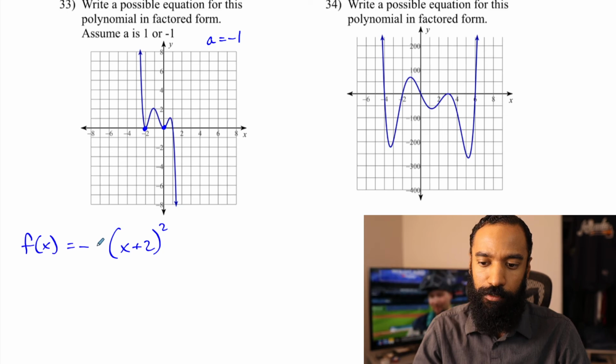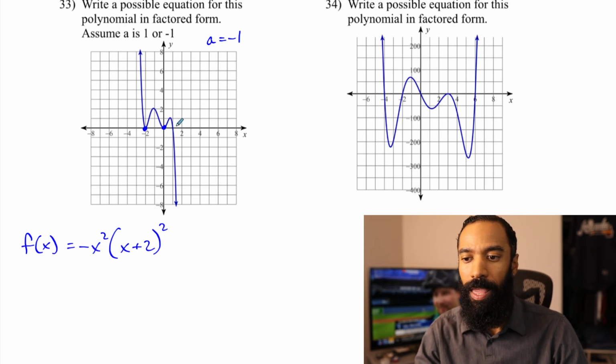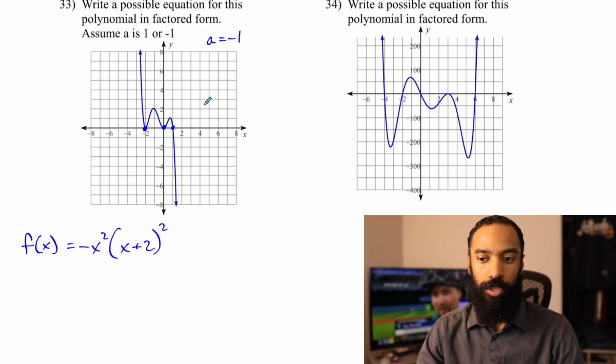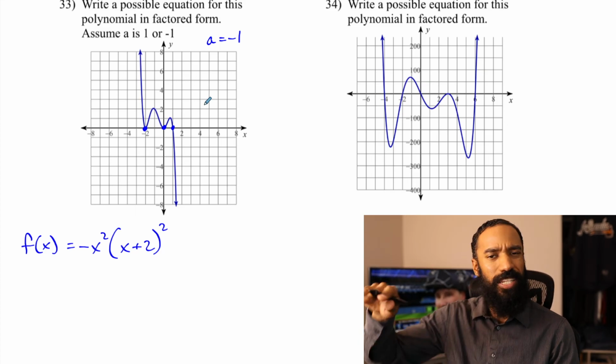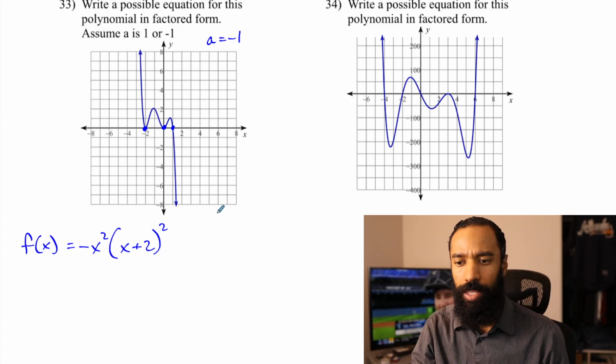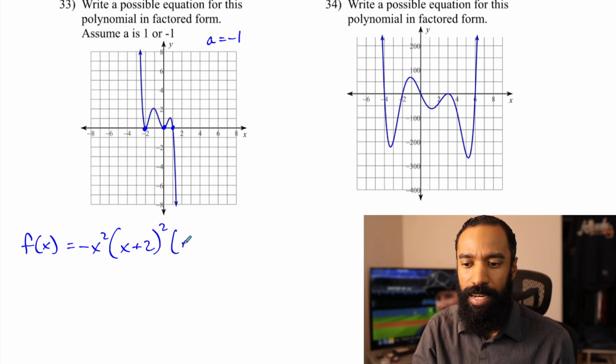So I'm going to put the x in front, that's negative x squared. And then it hits 1 right here with a multiplicity of 1. It just goes straight through. It doesn't snake through like a cubic, it just goes straight through. It doesn't bounce off. So that's x minus 1 right there.